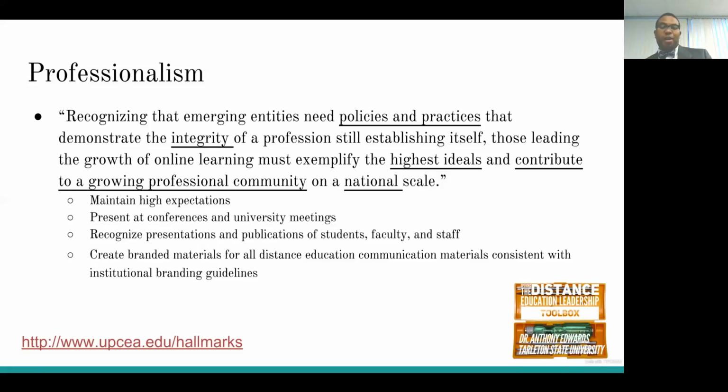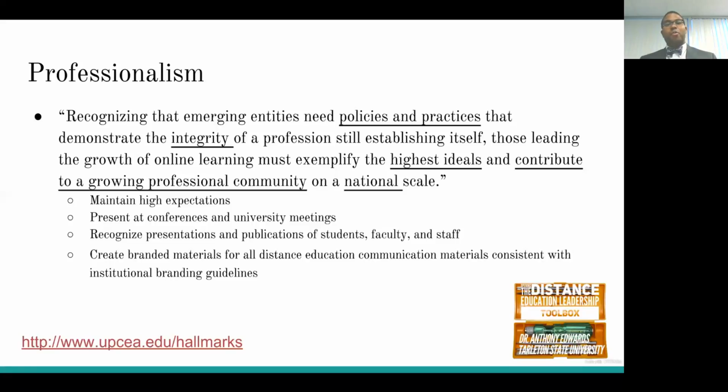I usually do an annual update on state authorization for our academic council for the institution. Those things are important to show the professionalism that those of us who work in distance education demonstrate on a daily basis. Recognize when students, faculty, and staff participate in presentations or get publications accepted. It's not just for yourself, but for the people that you work with. Being a good leader is recognizing others.